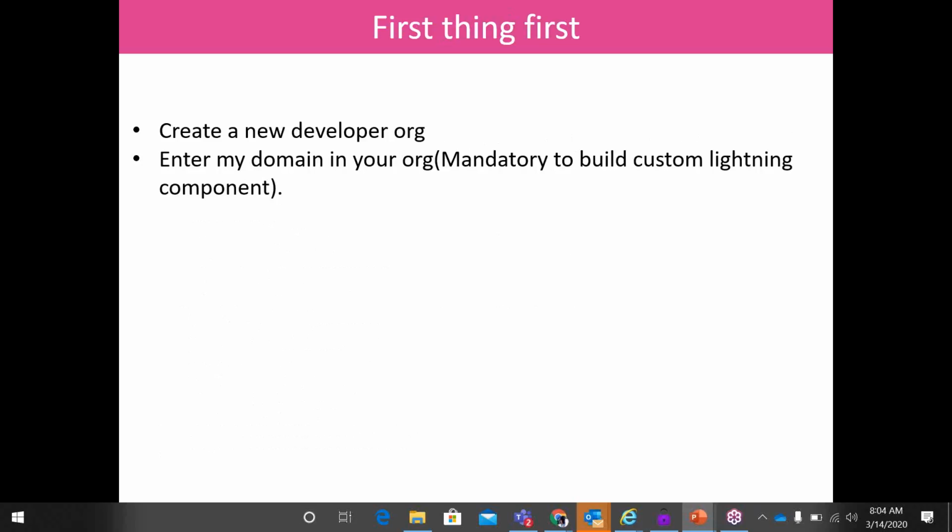So the first thing, the prerequisite to create a Lightning component, is to enable My Domain in your org. Also, for that you should have a developer org, right? So I'll request that everyone should create a developer org. I believe you must be having that org. So you can go and enable My Domain in your org, because it's a mandatory thing. Without creating a domain, you cannot create a custom Lightning component. So I'll show the steps.